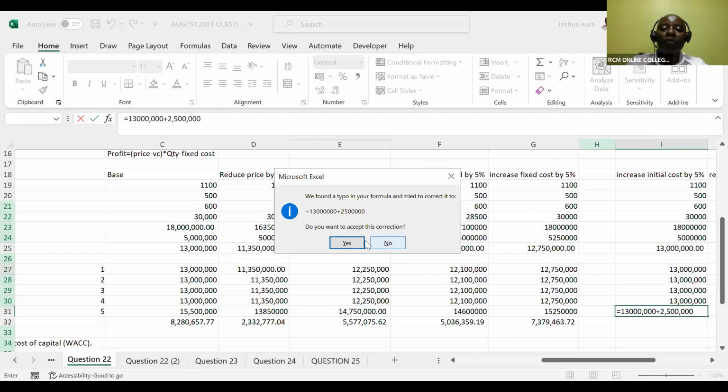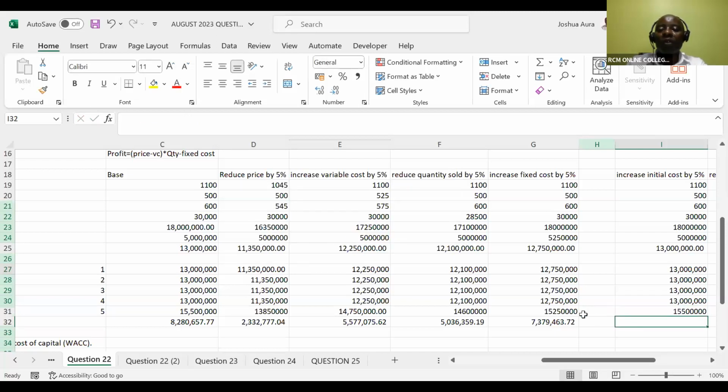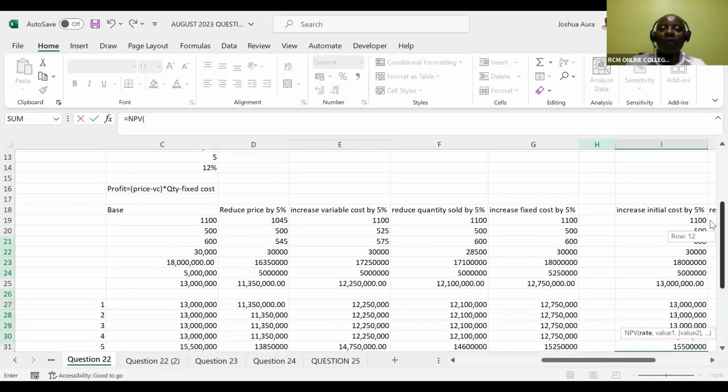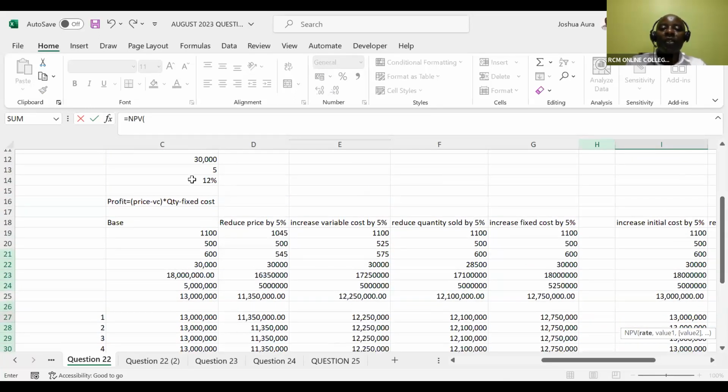So come to the NPV. So what do we have here for the NPV, ladies and gentlemen? You'll come and say equals NPV. You take the rate. The rate is this 12%. It is here. The rate is 12%.